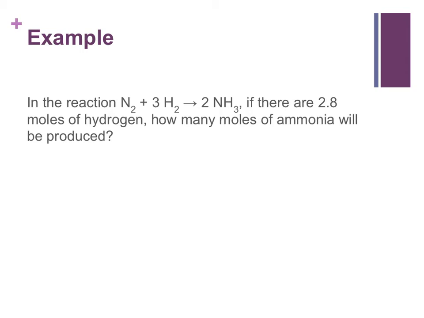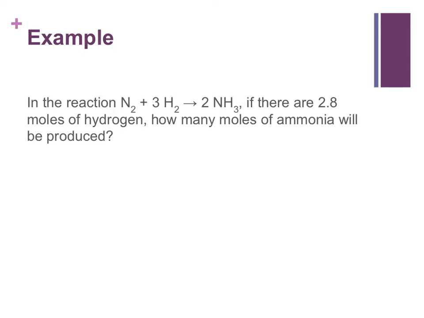Let's take a look at an example then. We're going to use the same reaction. N2 plus 3H2 reacts to give 2 NH3. If there are 2.8 moles of hydrogen, how many moles of ammonia will be produced?